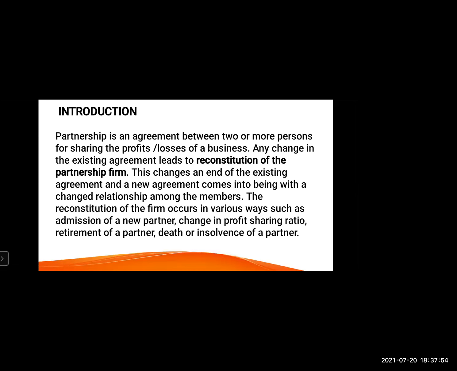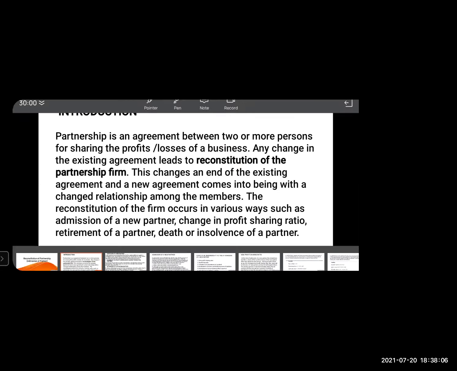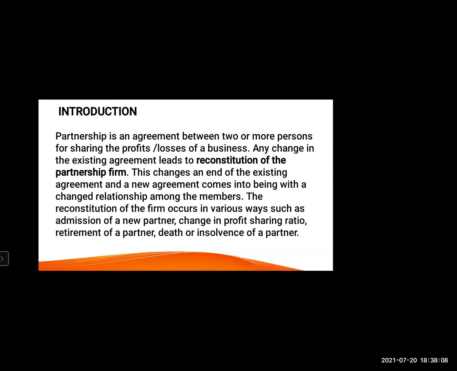Ye dono agreement mein hota hai. Profit aur loss share karna, it can be equal, or it depends upon the ratio. Any change in the existing agreement leads to reconstitution. See students, this word is very important: it leads to the reconstitution of the partnership. Reconstitution matlab agreement mein changes hota hai. Agreement mein jab changes hota hai, that is called reconstitution of the partnership.